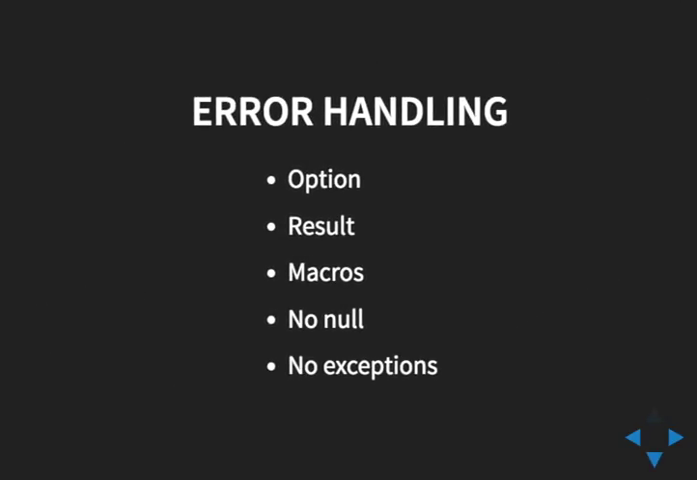Okay, let's talk about error handling in Rust. We have the option type to encode the absence of value and the result type to encode the error in the type itself. We'll also see some macros, and as I told you, there's no null in Rust, so if you want to simulate that, you can use the option type, and there's no exceptions in Rust.